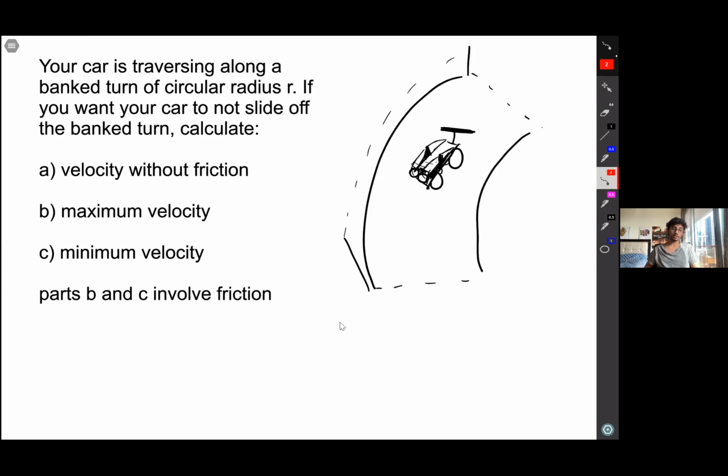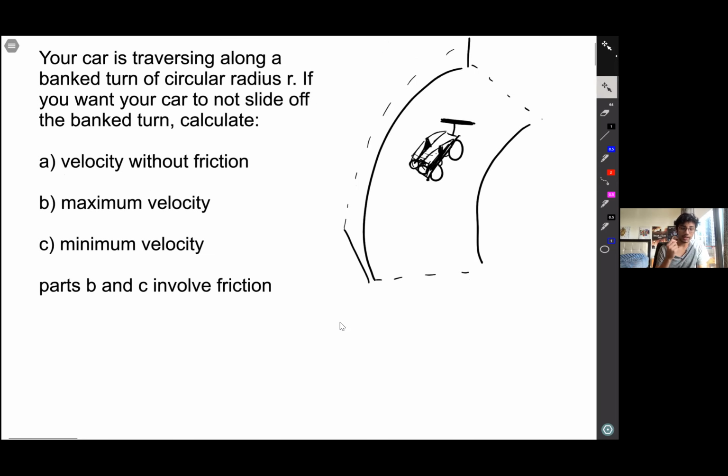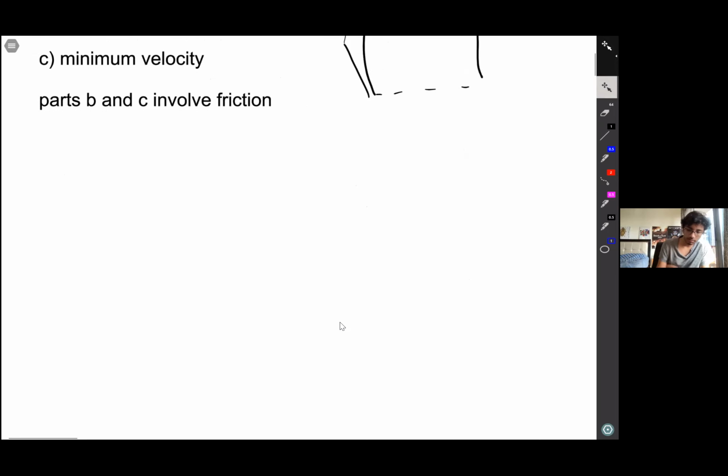So if you think you can solve it, go ahead and pause it, and when you're ready, come back to see how I solve it. Okay, so I'm assuming you had a go at it. Let me start off with the case where there is no friction and find the velocity the car must have to not slip off. Part A.